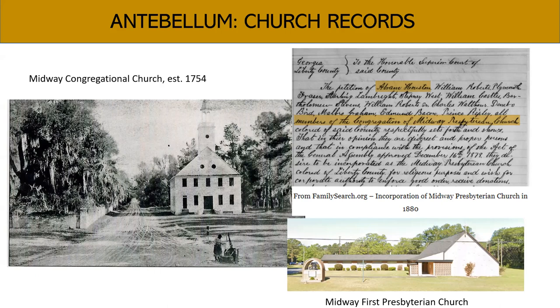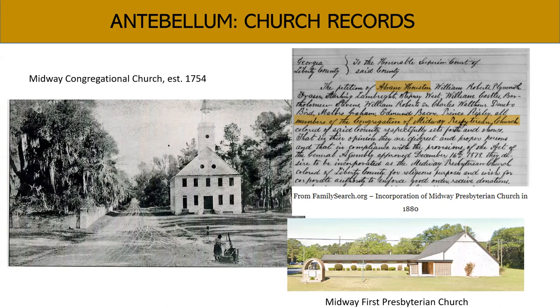The most important record survival is the Midway Congregational Church, which is shown in the picture on the left. It was established in 1754, and the building you see in the picture was built in 1792 after the British burned the other one during the Revolutionary War. And this building still stands today, right there on Highway 17. It's pretty much untouched, except at one point they picked it up and moved it over about 40 feet when they widened Highway 17 there. The second floor contained the slave gallery.